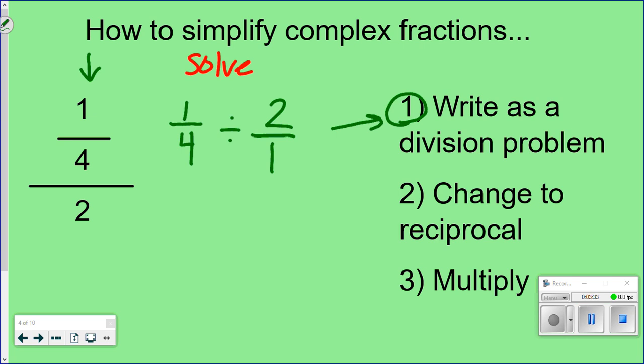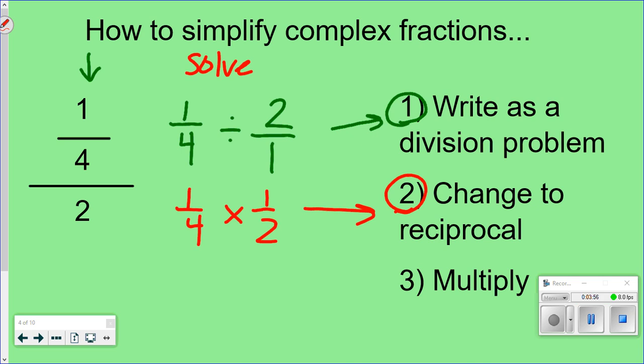Okay, now I'm on step 2. Okay, so I'm right here. And what I'm going to do is change everything here to the reciprocal, just like I did: keep, change, flip. So I'm going to do 1/4 times 1/2. Okay, so this is my second step.